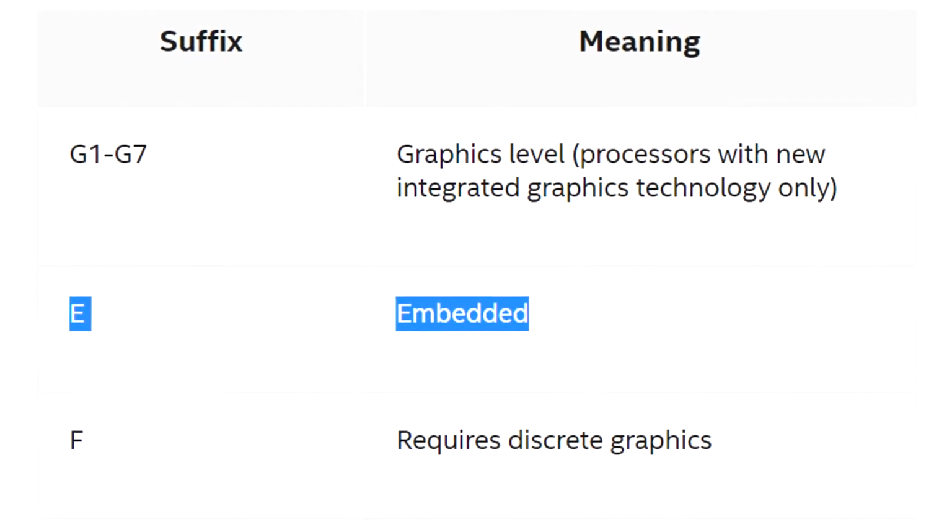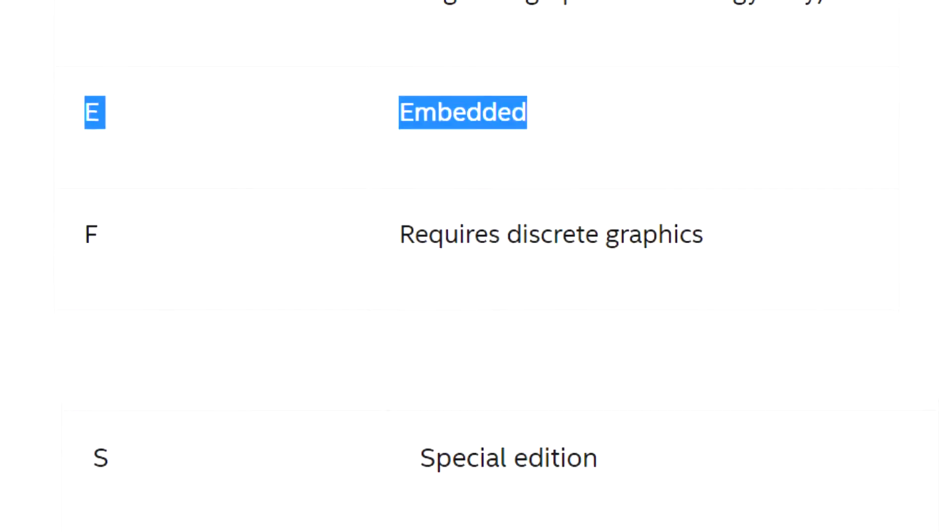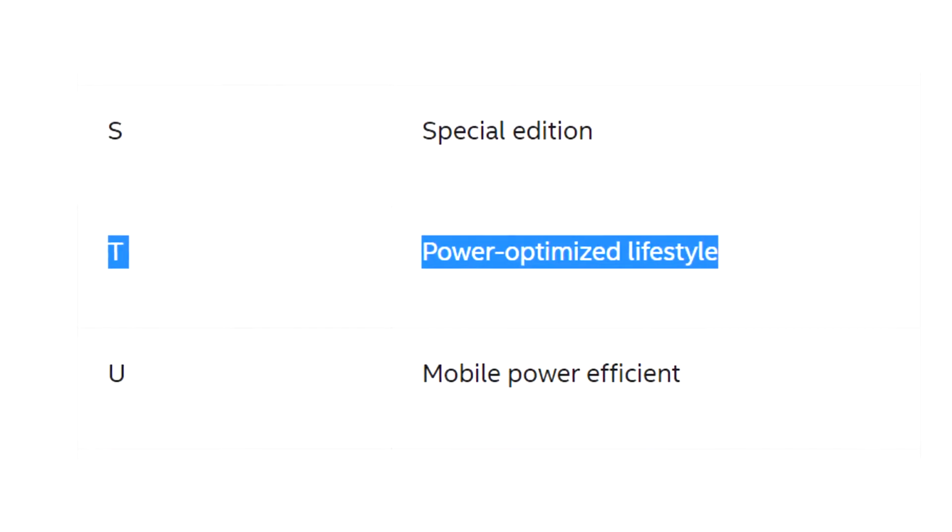Now for the letters, we have talked about them in the last video, but here are some letters that you might see. The letter E means that the chip is embedded, U means ultra low power, while T means it's power optimized. Alright, what about Pentium?